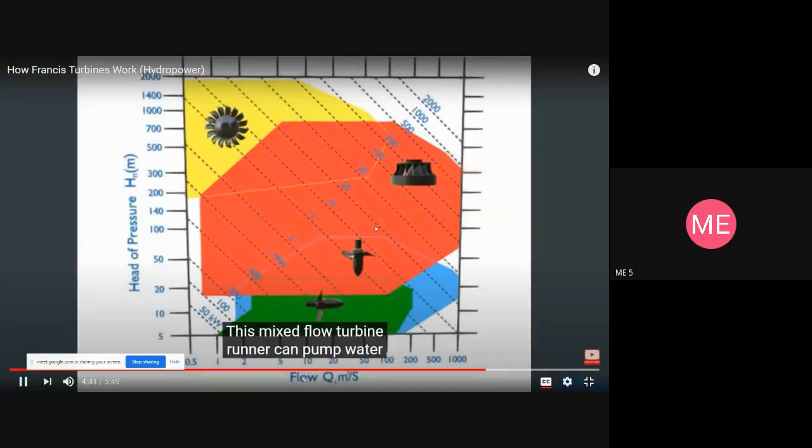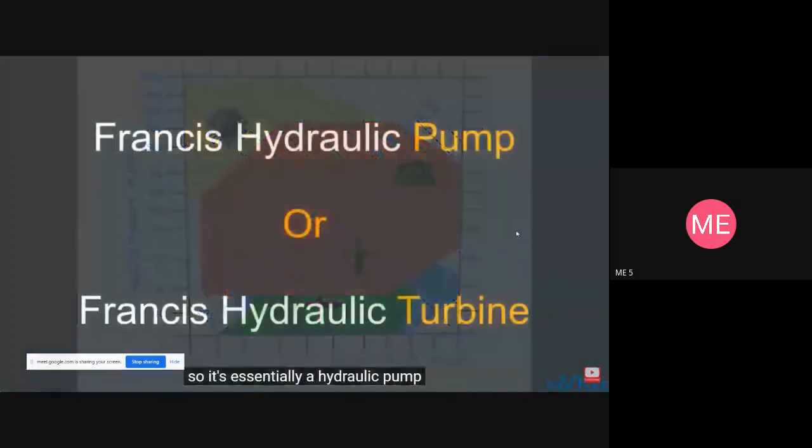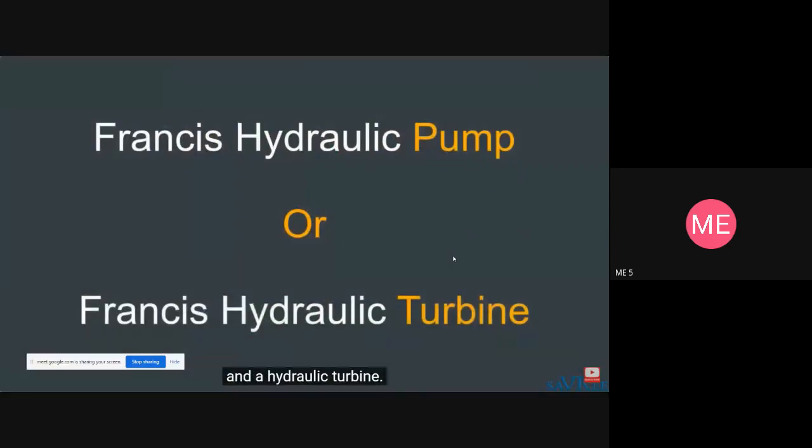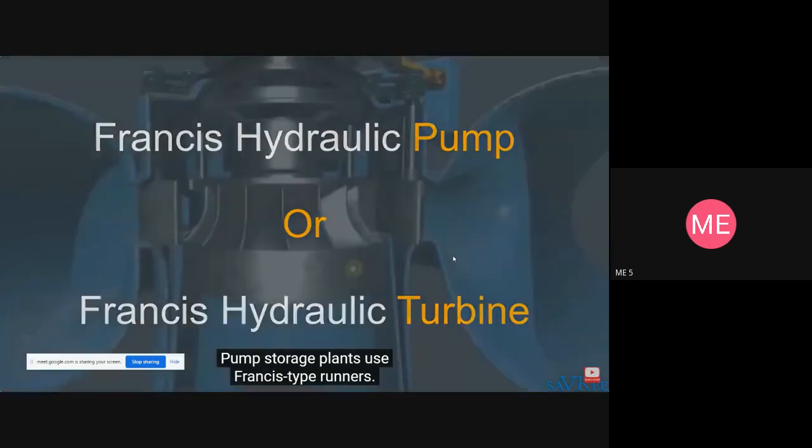This mixed flow turbine runner can pump water as well as act as a turbine. So it is essentially a hydraulic pump and a hydraulic turbine. Pump storage plants use Francis type runners.